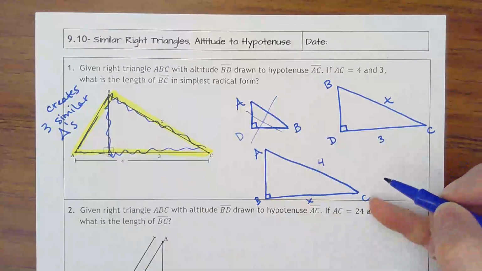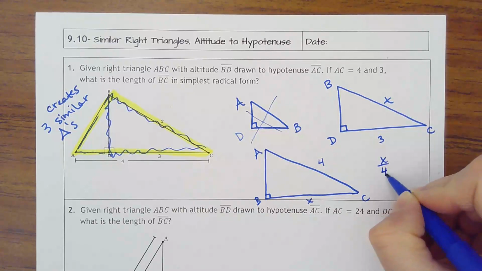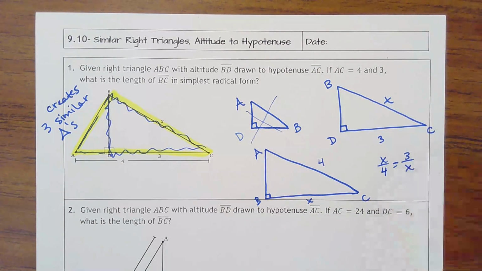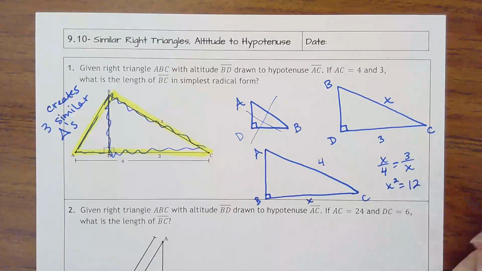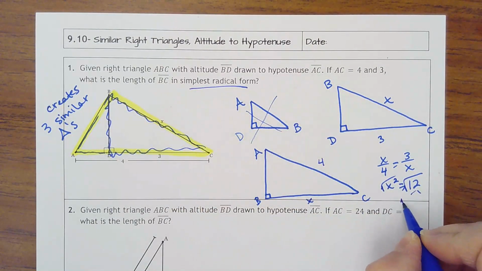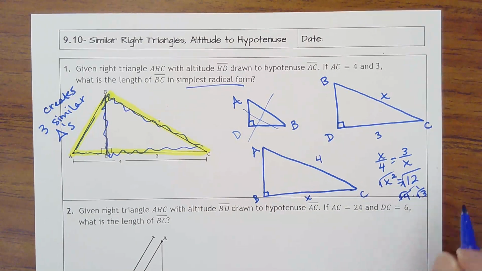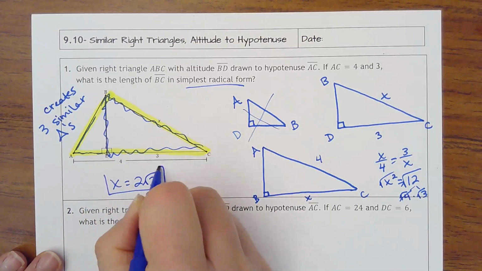But I could say X is to 4 as 3 is to X. And I cross multiply. X times X gets X squared. 3 times 4 is 12. Square root both sides. Want it in simplest radical form, 12 can be broken up into the square root of 4 times the square root of 3, and that would be 2 square roots of 3. That would be my answer.